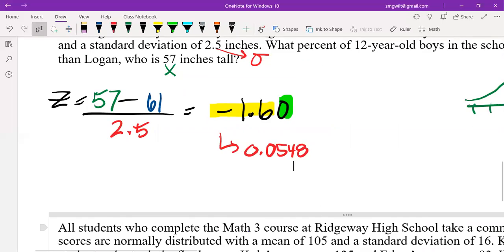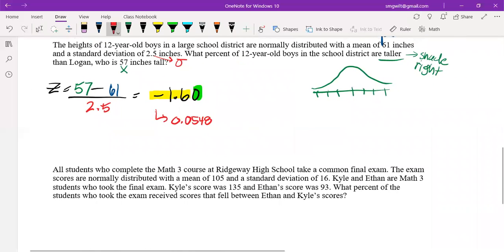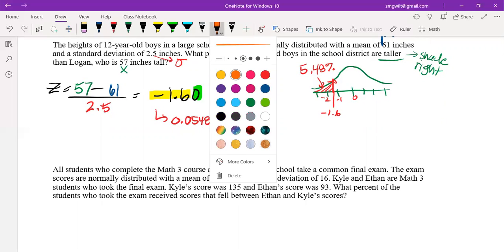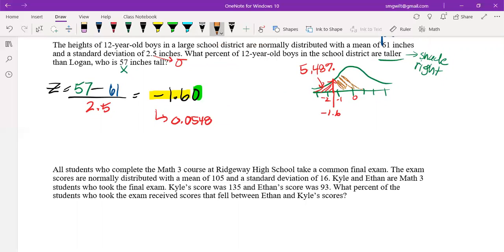Remember the way the table works: if I have a -1.6, I'm somewhere between -1 and -2. So if this is -1.6, this percentage is given here. So this is 5.48%. However, that's not what I want to know. I need to know what the percentage is to the right. So I'm looking for this area over here instead.